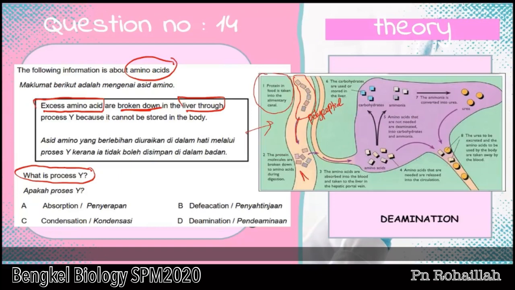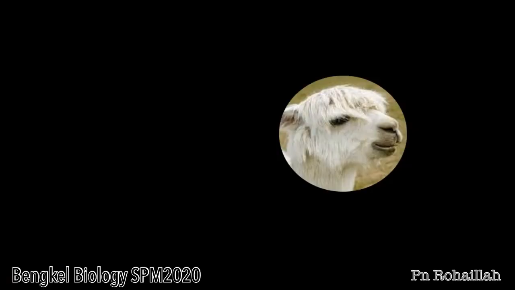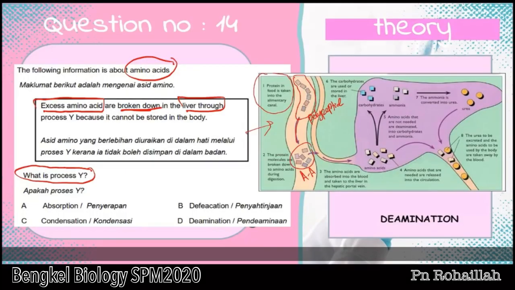It will be broken down into amino acids because it's single. So this amino acid, it has become amino acid, and then the amino acid will be absorbed into the blood. So you can see here, it is absorbed into the bloodstream, and then will go to the liver. So this purple color, this one is the liver. So amino acid will be taken to the liver.